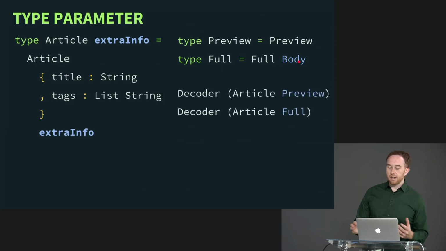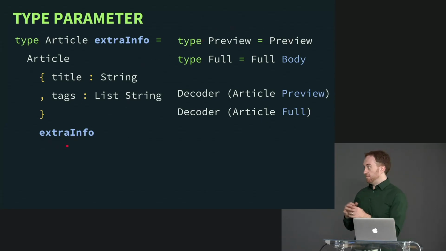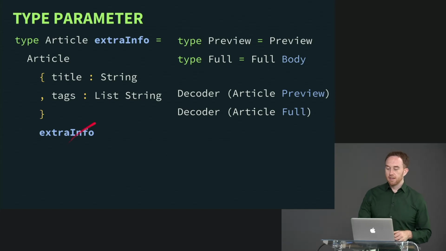So the way this works out in practice is we have, for example, a decoder of article preview, which will decode into one of these that has the metadata, and then just this empty preview thing for extra info, which is to say no other interesting information. But because I've named it preview, this is more descriptive now. It says I'm decoding an article that's a preview version that doesn't have the full amount of info.